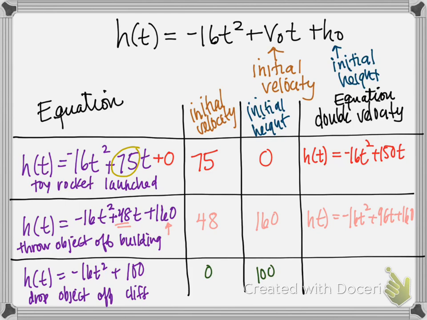And so since we're not launching this object off the cliff, we're just simply dropping it, since the initial velocity is 0, the equation here, we're not really doubling the velocity at all. We're just leaving it the exact same equation here because the initial velocity was 0.